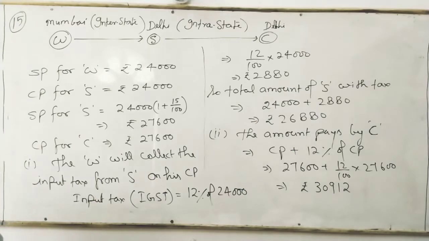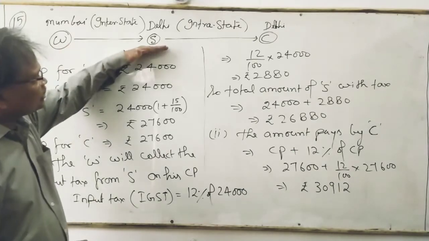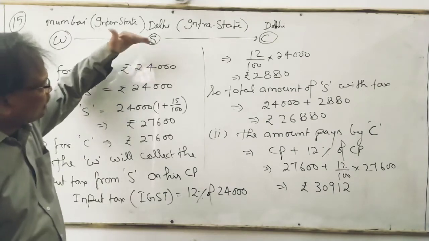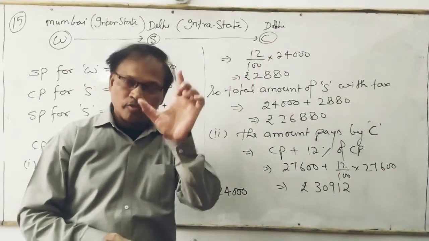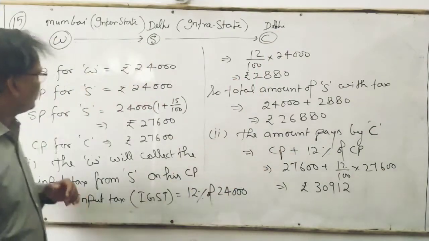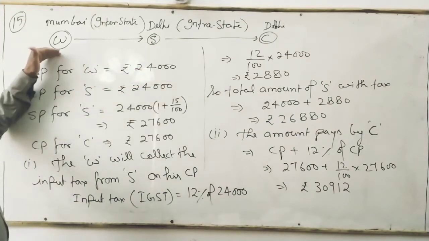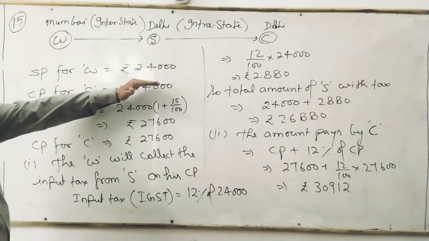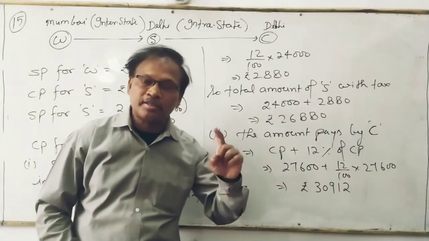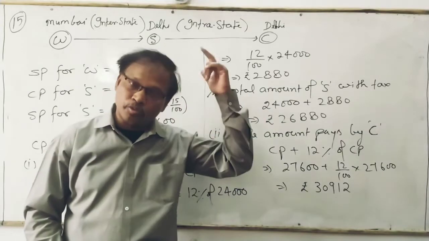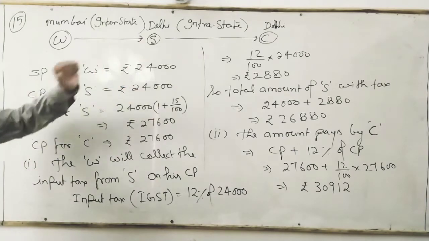So first of all, you find the selling price for wholesaler, cost price for the shopkeeper, as well as selling price for the shopkeeper and cost price for the consumer. These four things you have to find in order. So selling price for the wholesaler, this is 24,000 because he sells the article to the shopkeeper in 24,000. The same selling price will be the cost price for the shopkeeper, that I told in the earlier video. So 24,000 is the cost price for the shopkeeper.